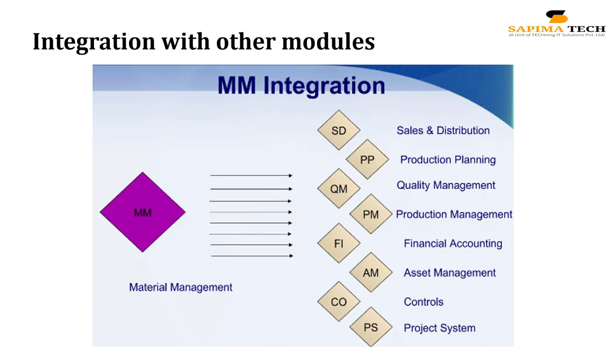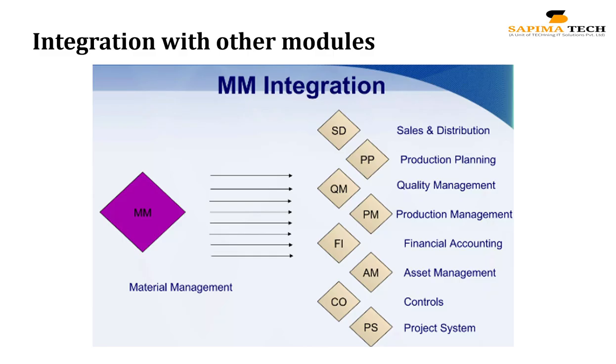SAP MM integrates with nearly all other SAP modules. This integration ensures seamless data flow for end-to-end business processes, from procurement to inventory management to financial posting, production, quality, and sales. For example, if a business needs some material to fulfill a customer order, then MM ensures purchase of raw material and stores it in the warehouse.